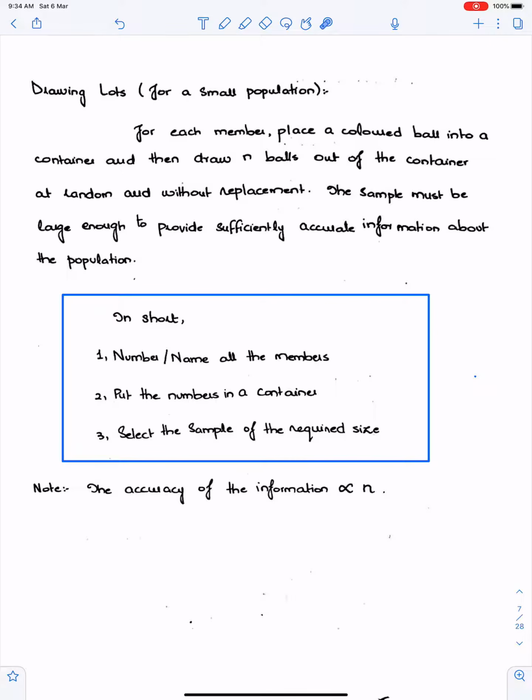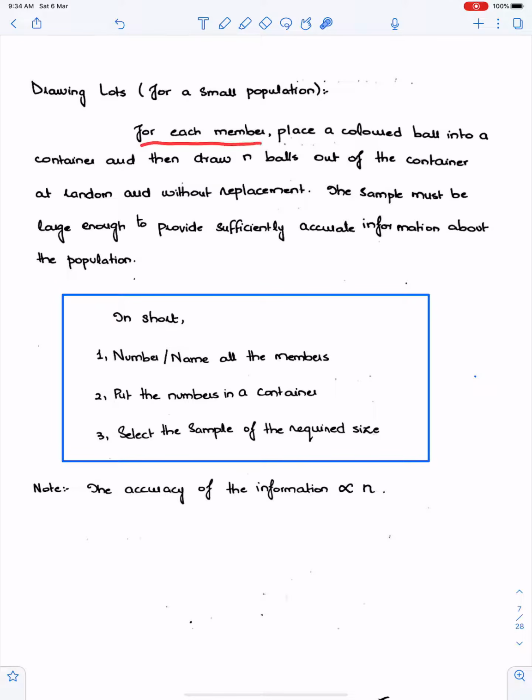Drawing lots. In short, number or name all the members. You can either give different numbers to all the members, or you can write the names of the members. Then put the numbers in a container or in a hat. Then select the sample of the required size at random.